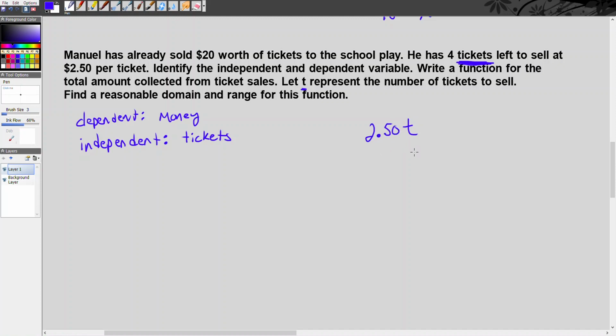Now there's something else going on here. Manuel already has $20. So 2.50T plus the $20 Manuel already has. That's how much money he's going to have. So now remember, the other side of this, when you're writing in function notation, is very easy because we have f of, and the same variable t that you used on the right hand side just comes in here. So f of t equals 2.50t plus 20.